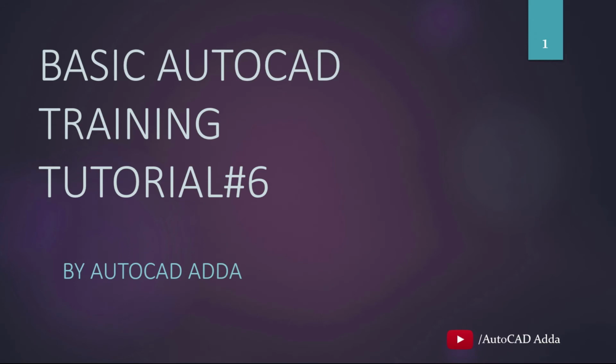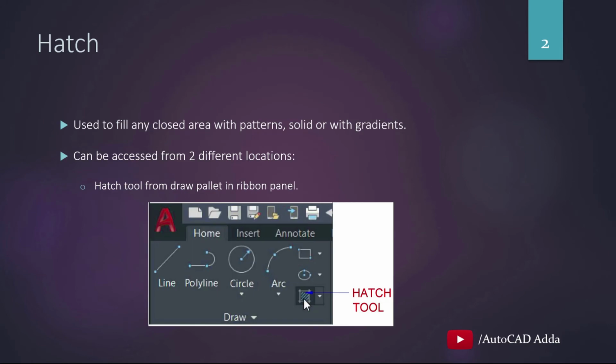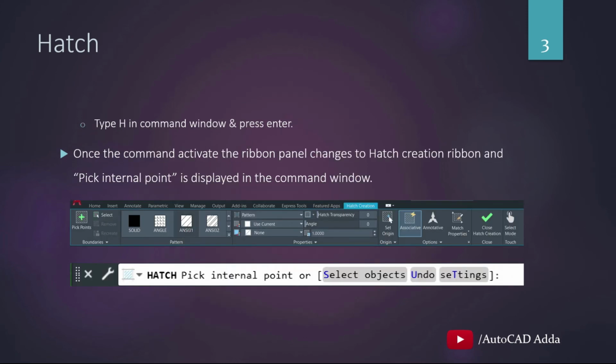Let us have a quick revision on whatever we have learned in this basic AutoCAD training tutorial 6. Firstly, we have learned about hatch command, which is used to fill any closed area with patterns, solids, or with gradients. We can access this command from two different locations. Firstly, you can click on hatch tool from draw palette in ribbon panel, or you can type H in command window and press enter.